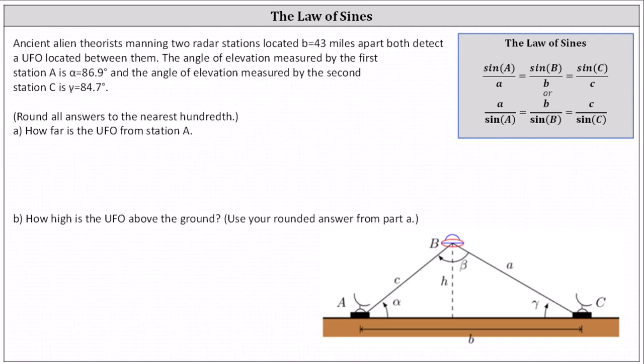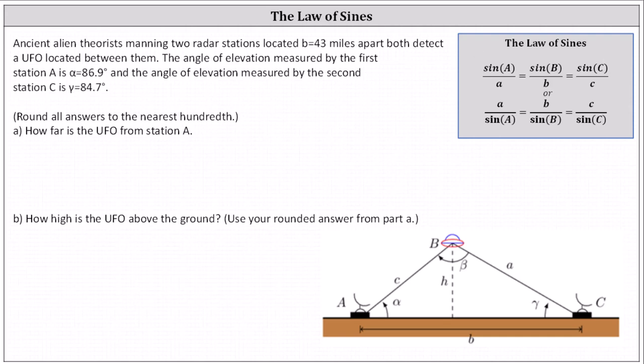Ancient alien theorists manning two radar stations located B equals 43 miles apart both detect a UFO located between them. The angle of elevation by the first station A is 86.9 degrees, and the angle of elevation measured by the second station C is 84.7 degrees. Let's first label the diagram below.